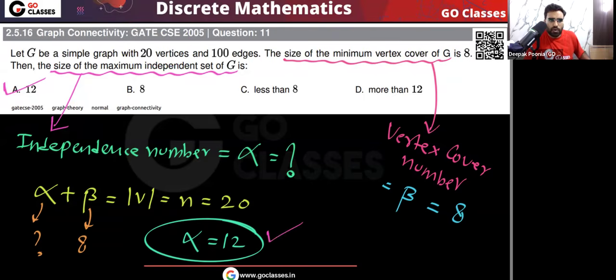So remember, for this question, the number of edges is useless information. The information that the number of edges is 100 is useless, because alpha plus beta is equal to the number of vertices. Beta is given to you as 8, and the number of vertices is 20. So alpha will be 12. Very simple. I hope you understood.